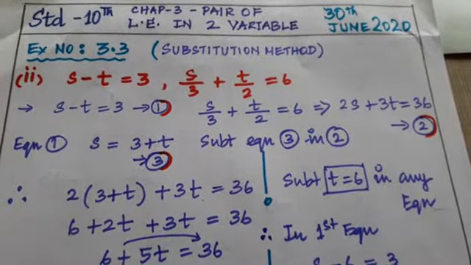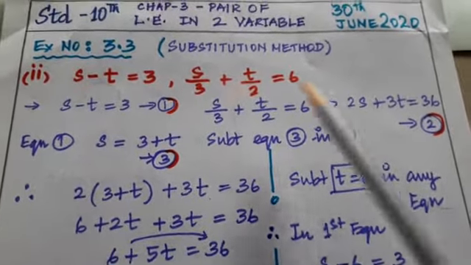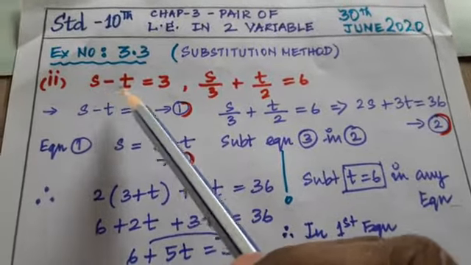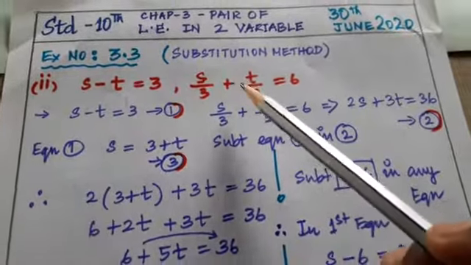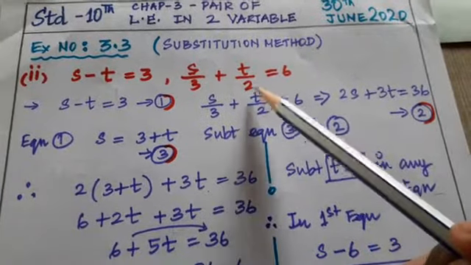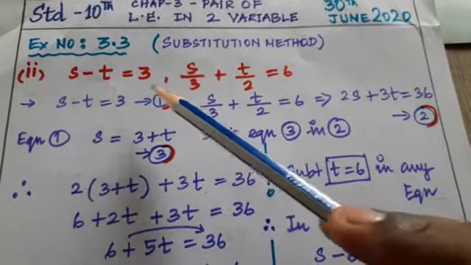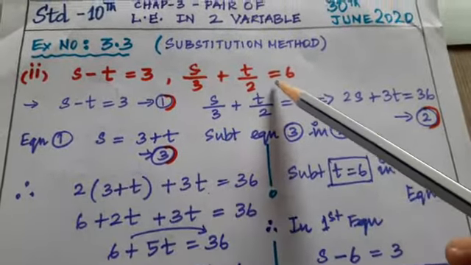In that first problem we have completed. We will continue with the second problem. You see, in the second problem, s minus t equal to 3 and s upon 3 plus t upon 2 equal to 6. Two equations are given.